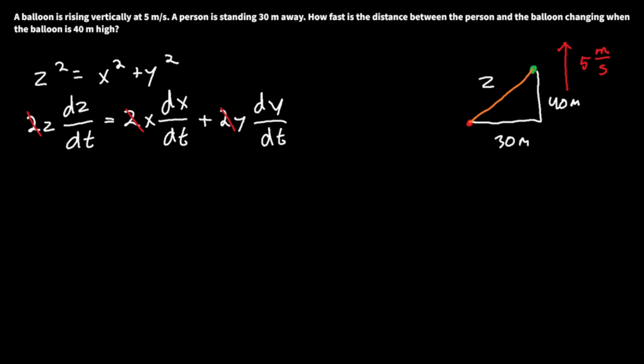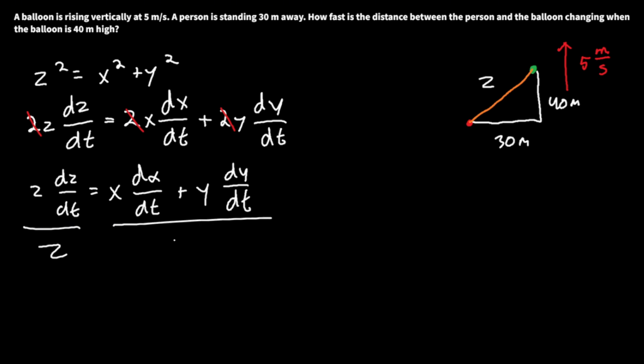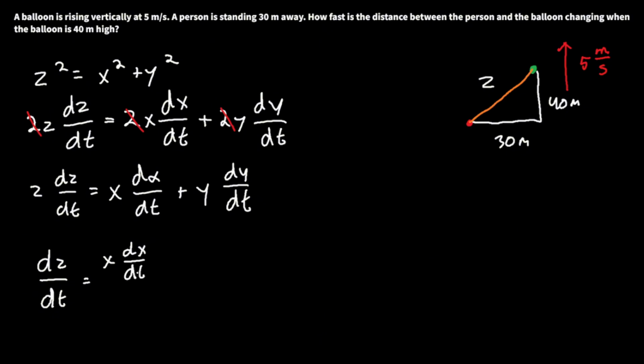So what we can do is cancel all these 2's here, and we get left off with z times dz over dt is equal to x dx over dt plus y dy over dt. Now, if we want to isolate dz over dt, we can just simply divide z on both sides, right? So if we divide z on both sides, we get dz over dt is equal to x dx over dt plus y dy over dt over z.